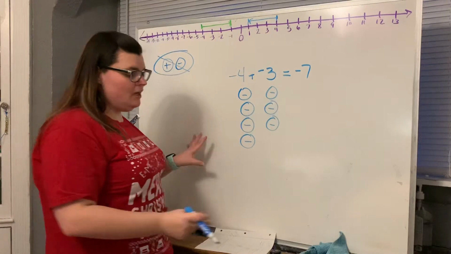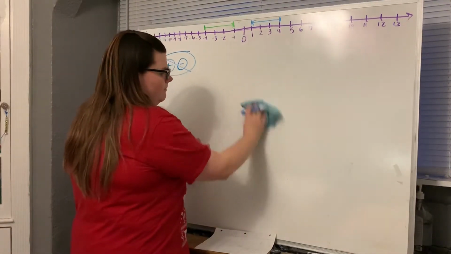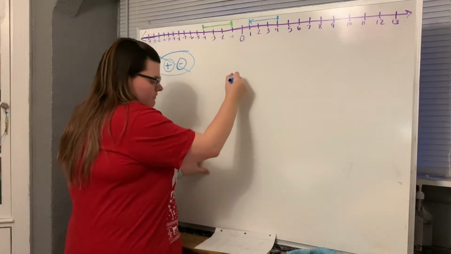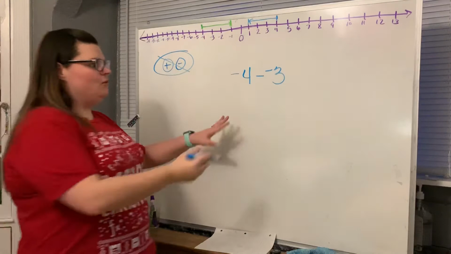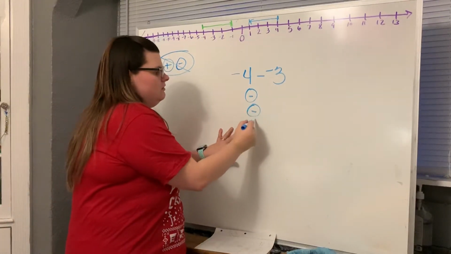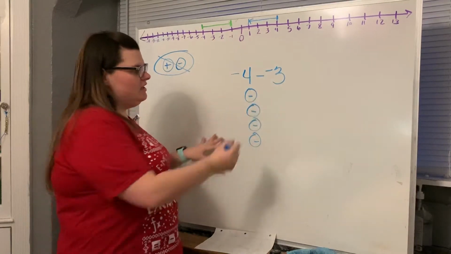That's it. Okay, so what happens if you have to do a subtraction problem? Well, if we have negative 4 minus negative 3, 4 negatives, take away 3 negatives.